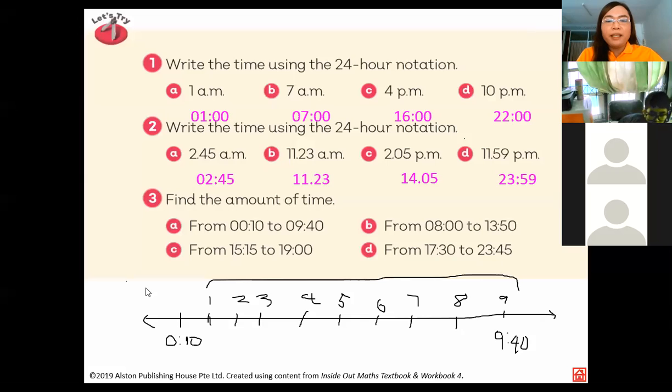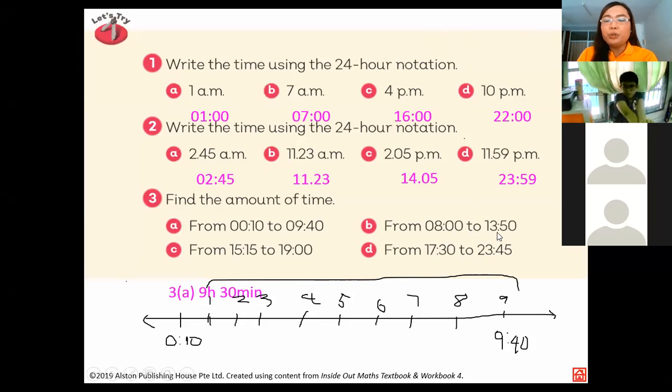Okay, the answer would be 9 hours and 30 minutes. You are good, Pete, 9 hours, but you forgot the minutes. 40 minus 10, that's 30 minutes. Okay, let's try letter B.